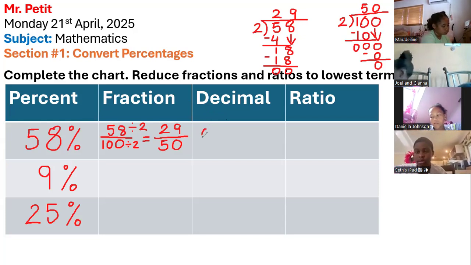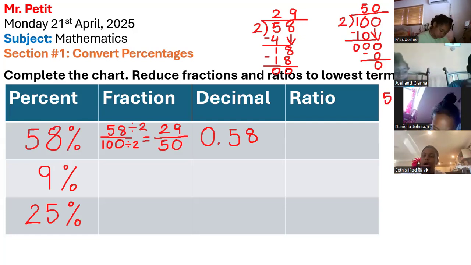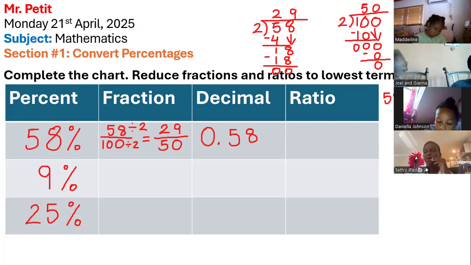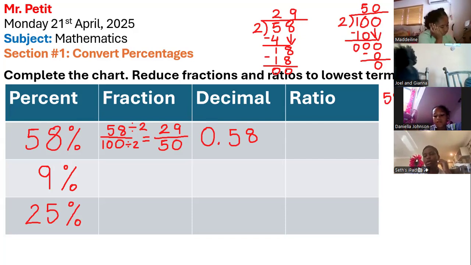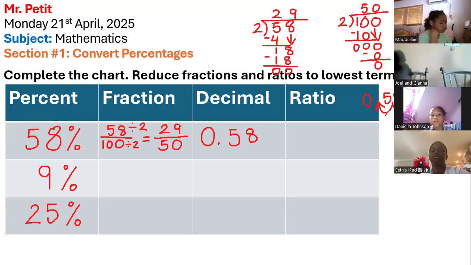It's gonna be 0.58. Now, some of you may be wondering, Mr. Petit, how did you get that? Well, it's easy. If this is 58%, all you're basically doing is taking 58 and dividing it by 100. And if you divide it by 100, all you're basically doing is moving the decimal point over twice. 1, 2. So it's 0.58, because you move the decimal point over twice.